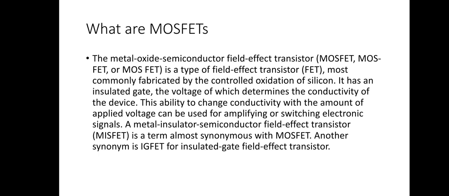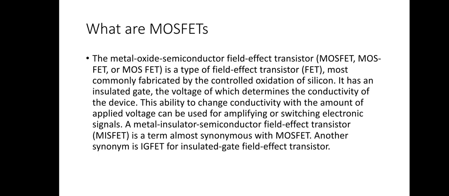The full meaning of MOSFET is the metal oxide semiconductor field effect transistor, most commonly fabricated by the controlled oxidation of silicon. It has an insulated gate, the gate of which determines the conductivity of the device. Please mark this word. The voltage at the gate determines the conductivity of the device.